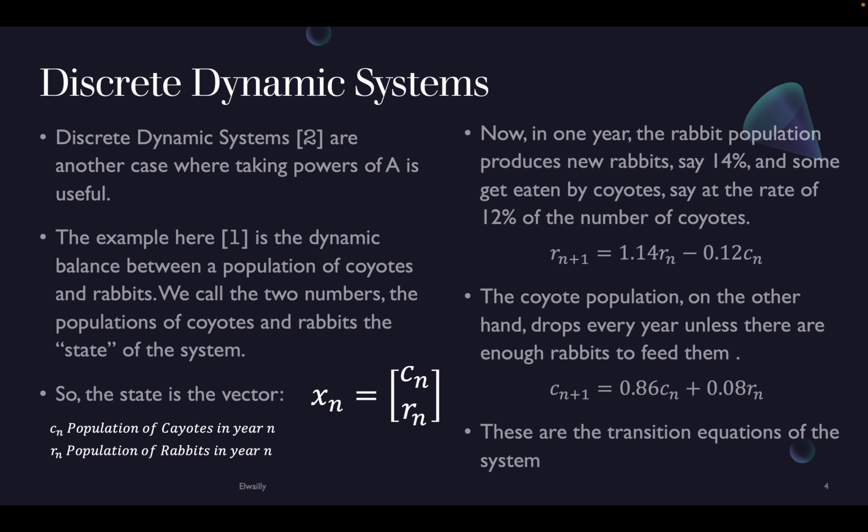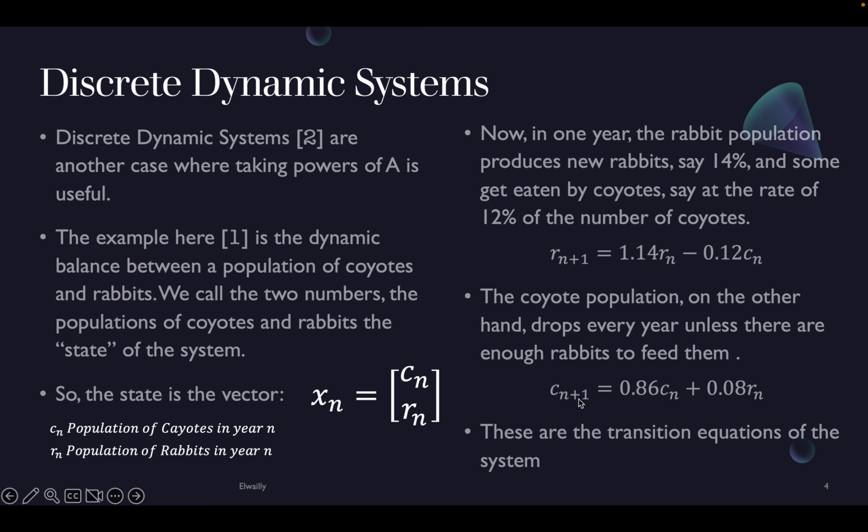Discrete dynamic systems are another case where taking powers of A is useful. An example here is the population change of coyotes and rabbits from year to year. For example, if R is the number of rabbits and C is the number of coyotes, then we can represent the number of rabbits in the n plus 1th year as some number slightly larger than 1 times the rabbit population of the previous year, minus the loss of rabbits due to being eaten by coyotes. And similar logic applies to coyotes.